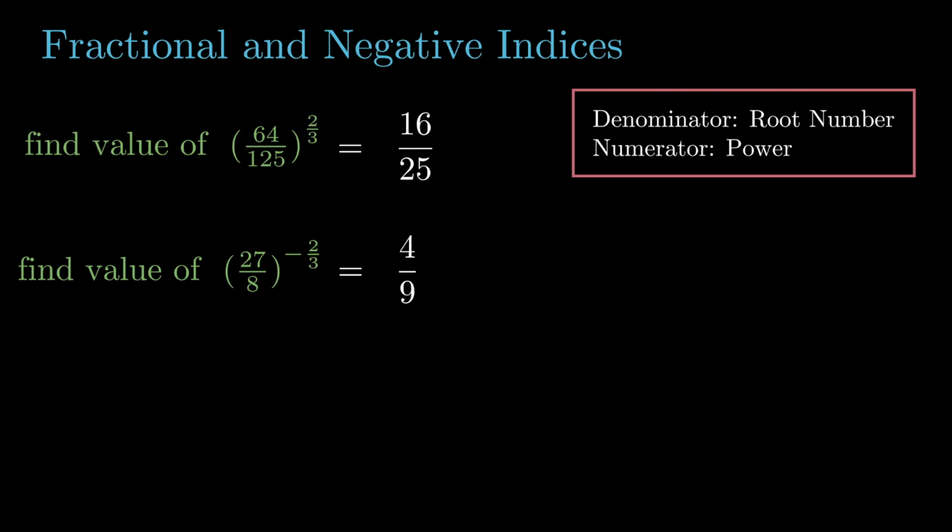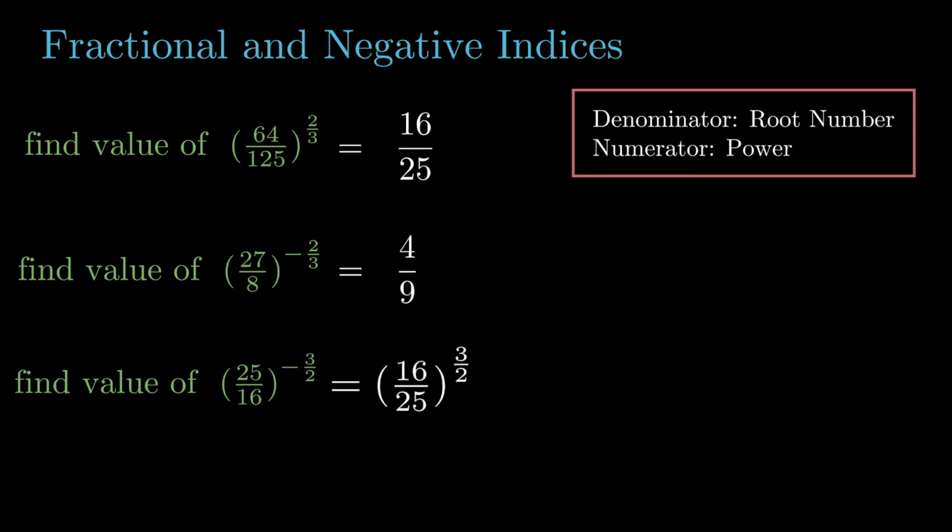And finally, the last example, find the value of 25 over 16 to the power of minus 3 over 2. First step, remove the negative indice, and we do this by flipping the fraction. So 16 over 25 to the power of 3 over 2. As the denominator is 2, so we have to square root both 16 and 25. So we get 4 over 5. And we're left with the numerator, which is 3. So we have to cube 4 and 5. So we get 64 in the numerator and 125 as the denominator.